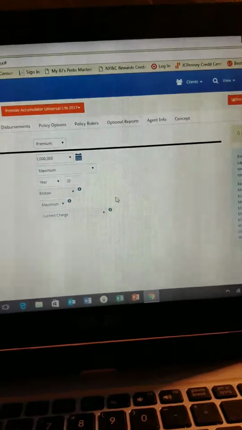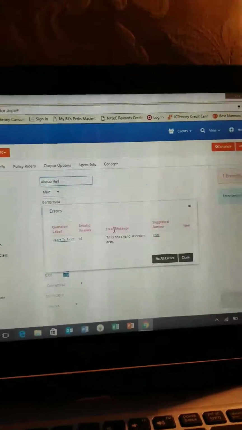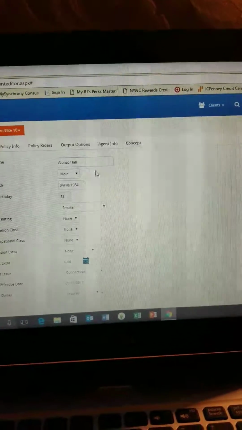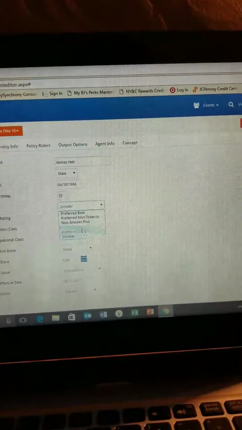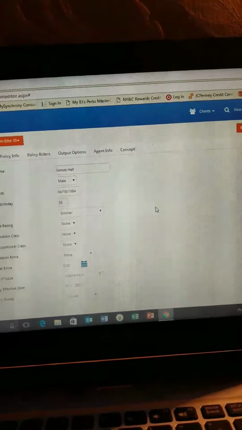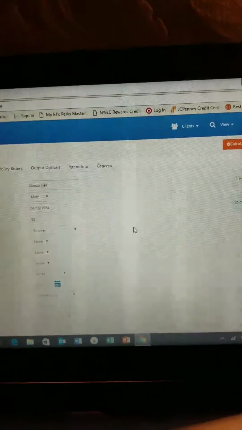Let's just see what we got with Prudential. Let's go Prudential, and let's do Term Elite 10. Each product and each company is going to have different qualifications, etc., etc.